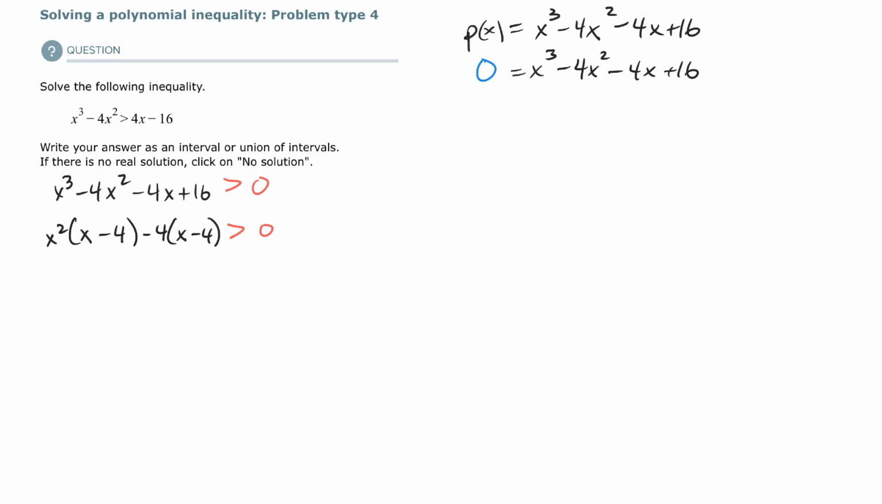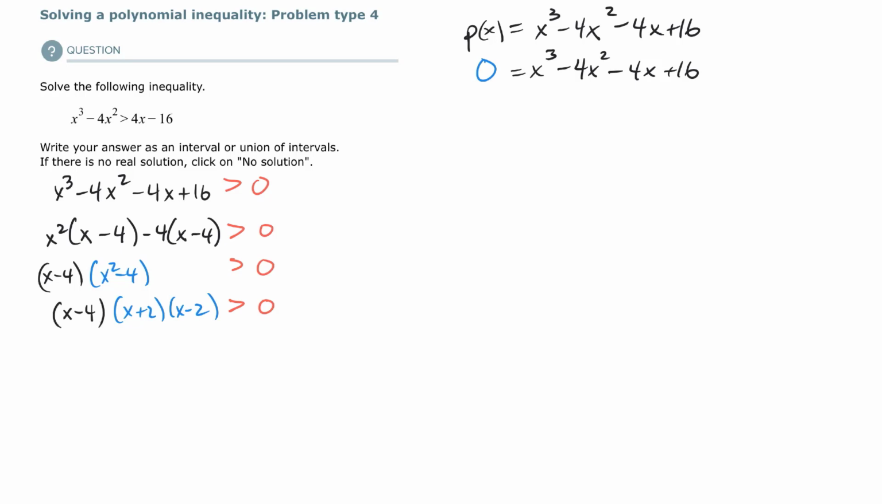What is our common factor? We have x minus 4, and then what's left? We have x squared minus 4. Is this greater than 0? Why don't we take x minus 4, and we write this now as x plus 2 times the quantity x minus 2. Is this equivalent polynomial greater than 0?